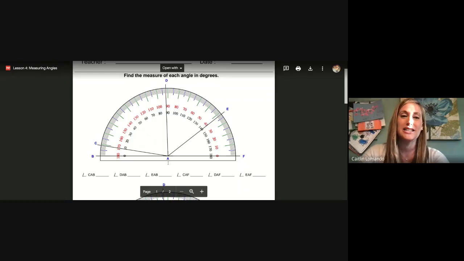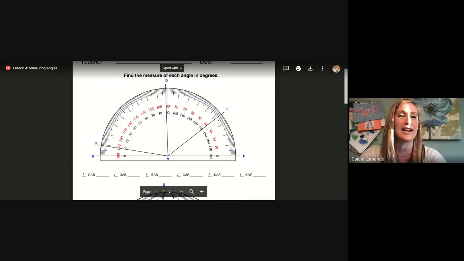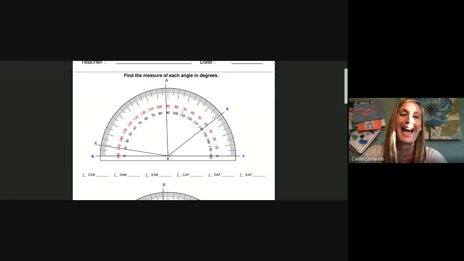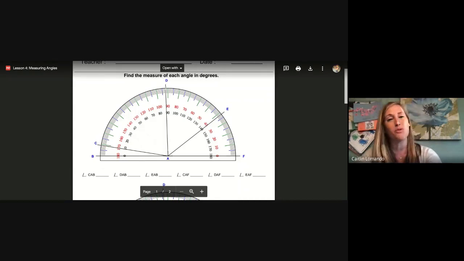So D to A to B. Wow, that's a big one, but it's still less than 90. So again, we're going to look at the numbers in black, not the numbers in red. If I start at 90 and I go back to 89 and I go back one more, what do I get? That angle is about 88 degrees.